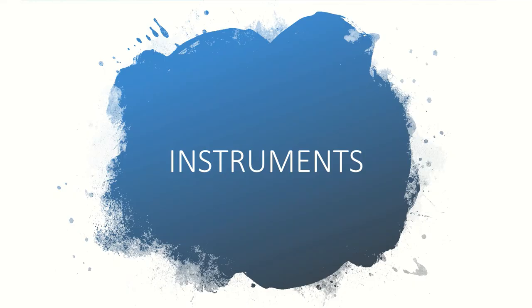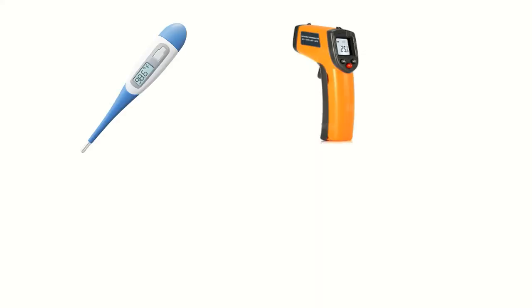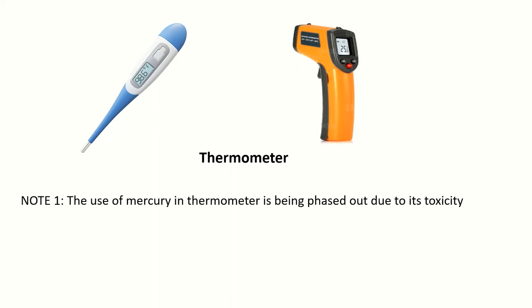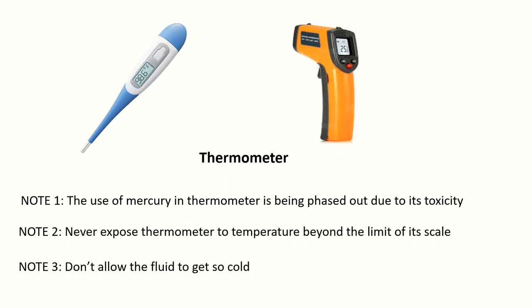Now let's look at some instruments we use in HVAC. We have the thermometer, which we use to check the temperature of the system, and I have three precautions that we must take into consideration when using a thermometer. One is that we should not use mercury in a thermometer because it can be poisonous in its vapor phase. That is why we are advised not to use mercury in thermometers. Also, never expose a thermometer to temperatures beyond the limit of its scale. When you do this, it can damage the thermometer and it will give you a wrong reading.